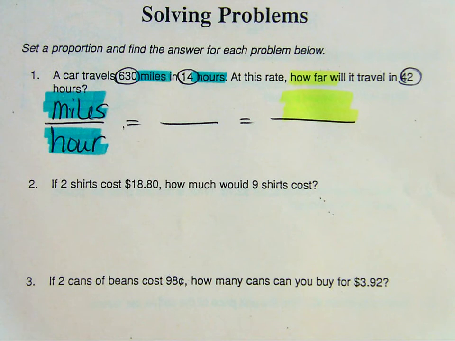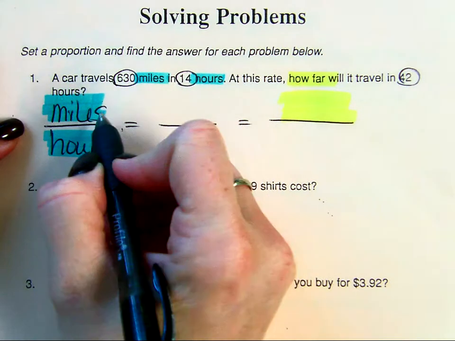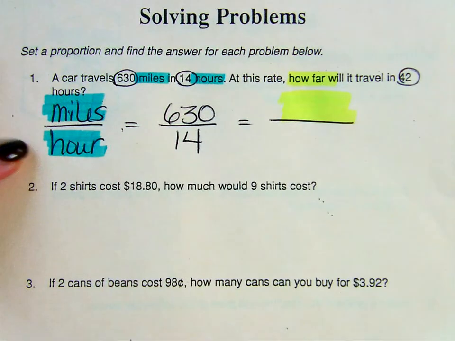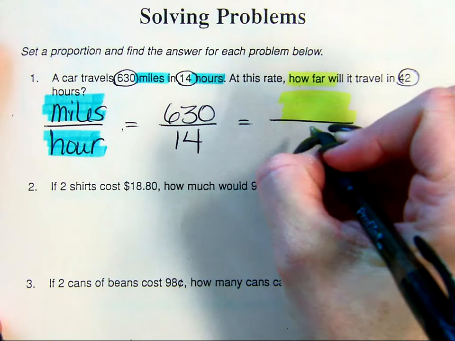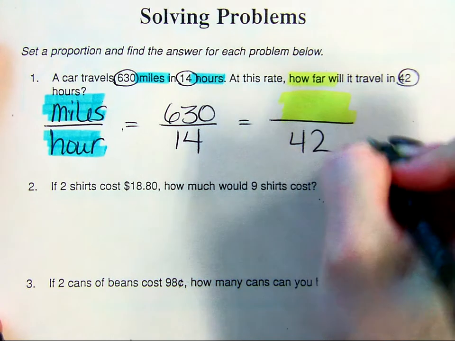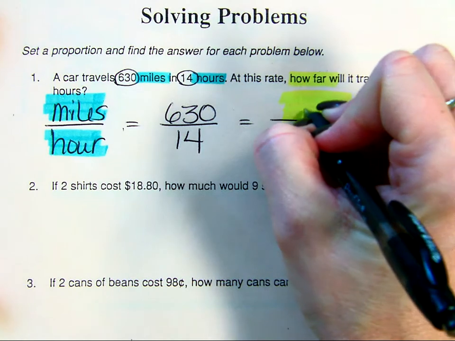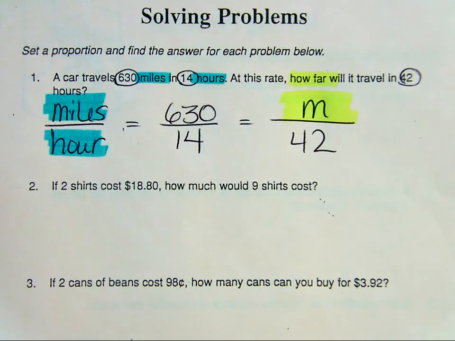So, let's fill in the 3 that we know. I can go 630 miles in 14 hours, and if I'm going at the same speed, which is a whole other lesson, and I travel for 42 hours instead of 14, that must mean I'm going how many miles? And I'm going to suggest that you use the variable that stands for what you're looking for. Don't just use an X all the time. M for miles. H for hours. Yes. Okay. So, now, what's that?